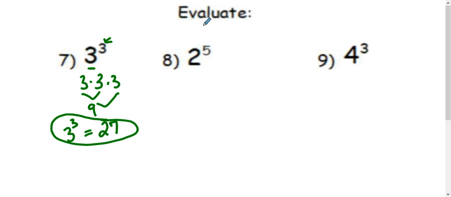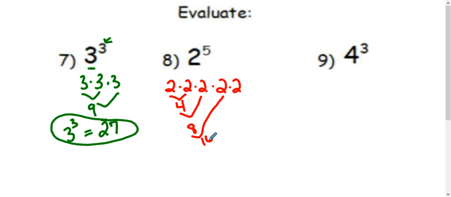In example 8, we're asked to evaluate 2 to the fifth power. So I'm going to write this first in expanded form, which means I'm going to take my base of 2 and multiply it 5 times. So 1, 2, 3, 4, 5. Then I'm going to simplify it and do the multiplication. So 2 times 2 is 4, 4 times 2 is 8, 8 times 2 is 16, and 16 times 2 is 32. So 2 to the 5th power is 32.